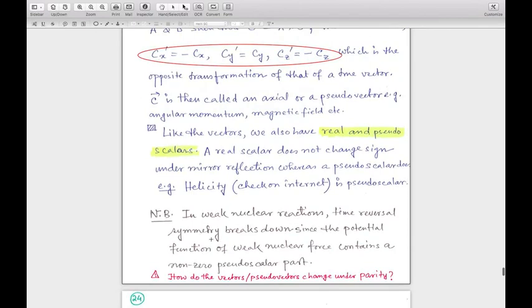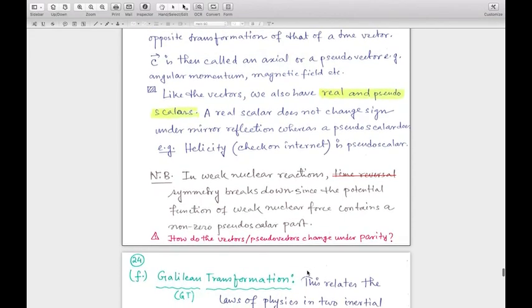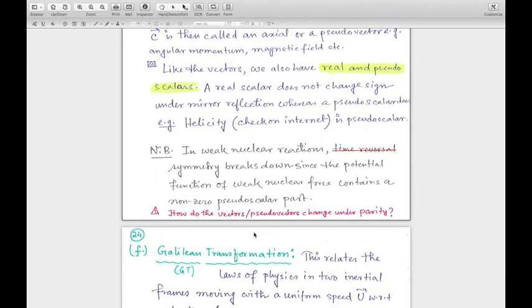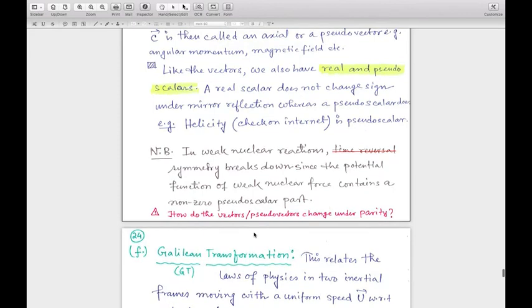In weak nuclear reactions, it should be mirror reflection symmetry. Mirror reflection symmetry breaks down since the potential function of the weak nuclear force contains a non-zero pseudo-scalar part. That's very interesting. We will try to understand. So if it has a pseudo-scalar part, then in the force you have a pseudo-vector part, and that basically makes the system a bit complicated. And the corresponding force is not really a pure polar or true vector.